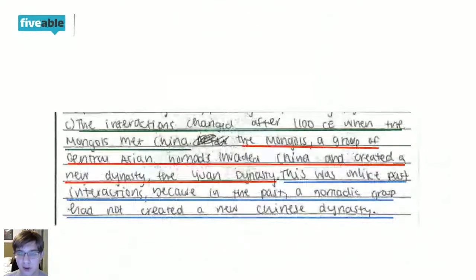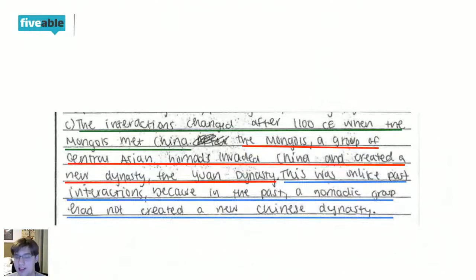And this one's a really perfect example of how to do ACE. So first, they give an answer. It changed when the Mongols met China. That's their answer, the Mongols, right? As simple as that. Then their evidence: the Mongols, a group of Central Asian nomads, invaded China and created a new dynasty, the Yuan dynasty. So they give a specific example, the Yuan dynasty, and how they invaded China.